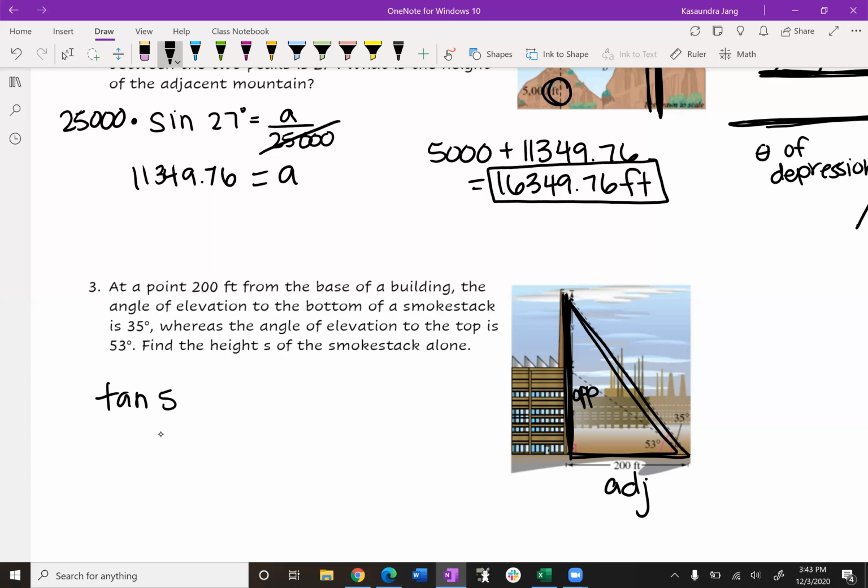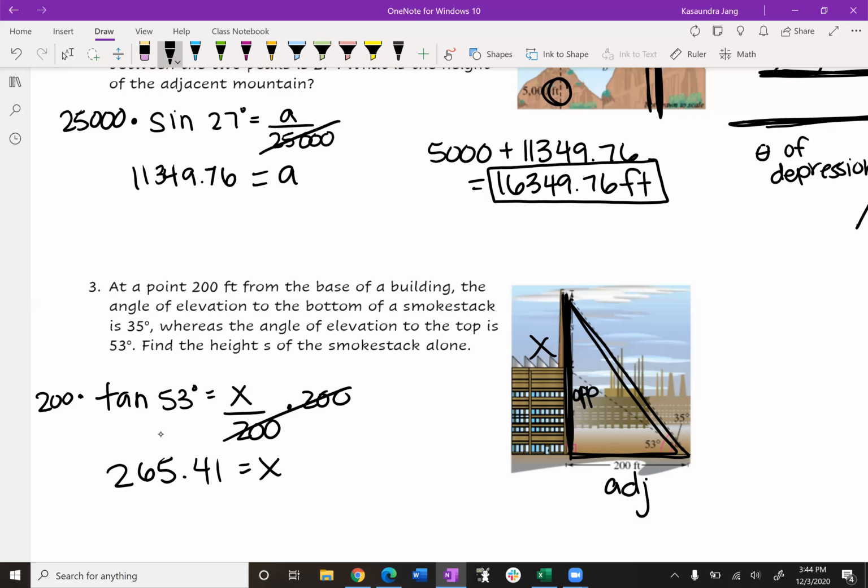Tangent of my 53 degrees equals opposite, let's call it x, the unknown side here, over the adjacent, which I know is 200 feet. So I'm going to multiply that 200 on both sides. All right, and again, I'm going to do 200 times the tangent of 53 degrees. My mode on my calculator is in degrees, so I'm at 265.41 if I round to the nearest hundredth.